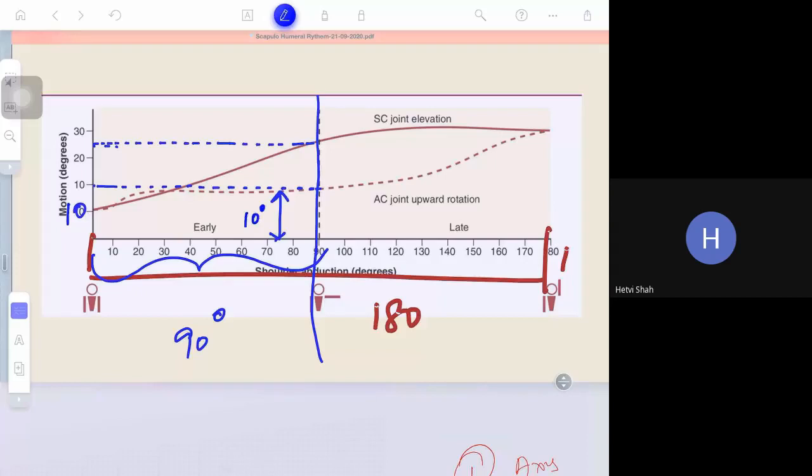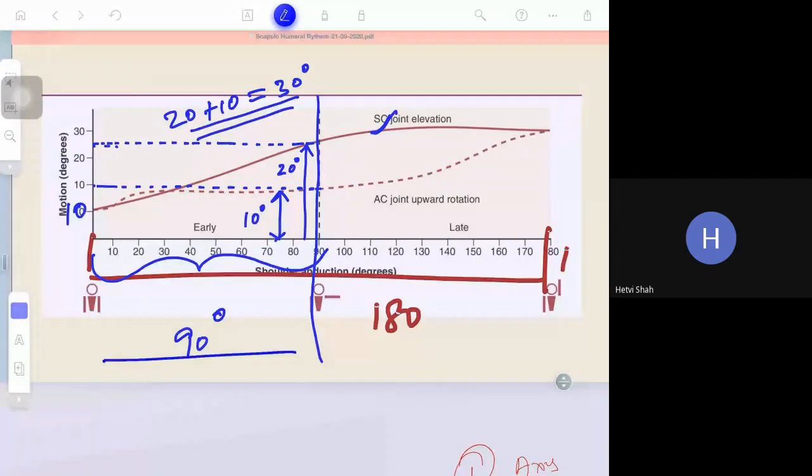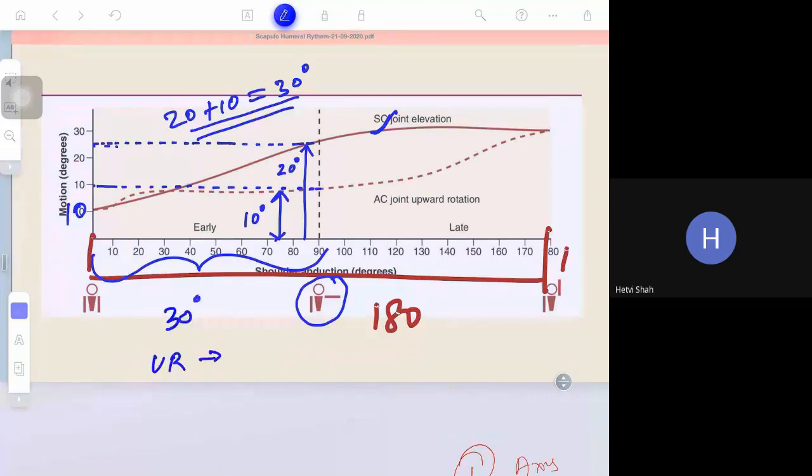Clear? And how many degrees of sternoclavicular joint motion occurs? It is approximately 20 degrees. So 20 plus 10, it is 30 degrees. 30 degrees of movement occurred in the first 90 degrees. Listen carefully, this is 90 degree abduction. In the first 90 degree abduction, total upward rotation is 30 degrees.